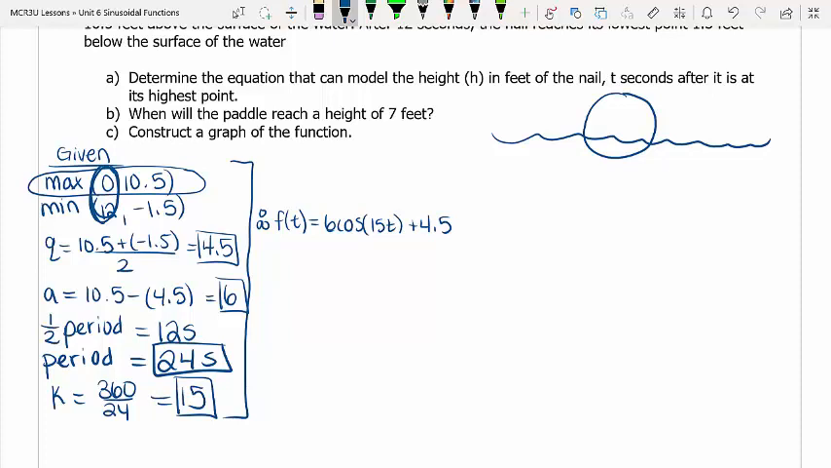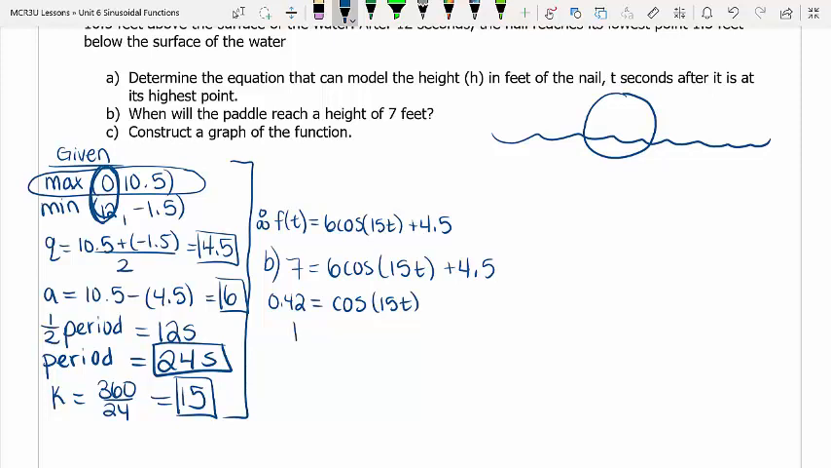Okay, part B. When will the paddle reach a height of 7 feet? So we'll plug in 7 and we'll solve for time. I'm going to subtract 4.5 from both sides and then divide by 6. And I'm going to get 0.42 is equal to cos of 15t.